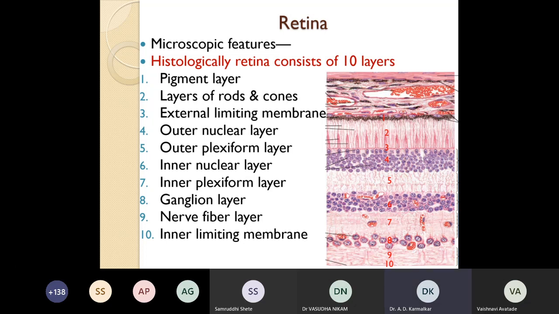Inner flexiform layer. Again, we see these are the fibers, mainly the axons and dendrites, but here mainly the axons of the bipolar cells and dendrites of the ganglionic cells will form the inner flexiform layer.